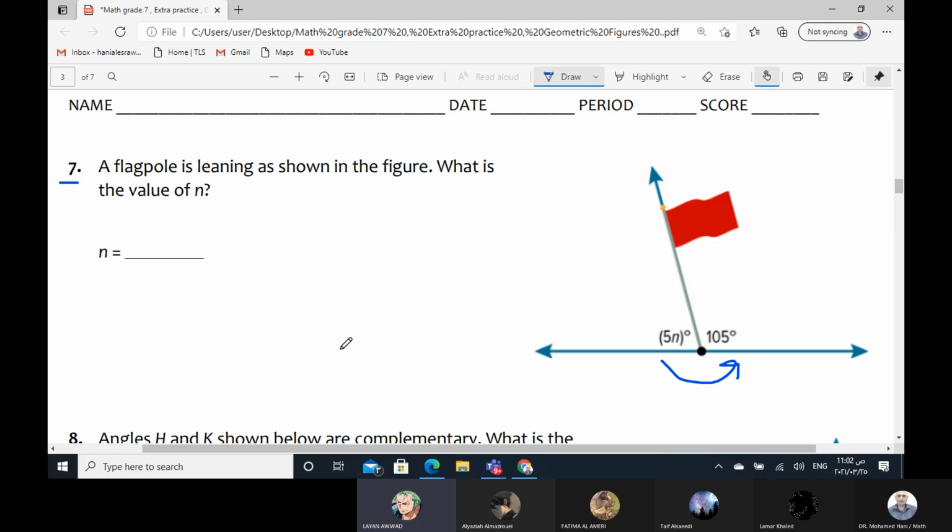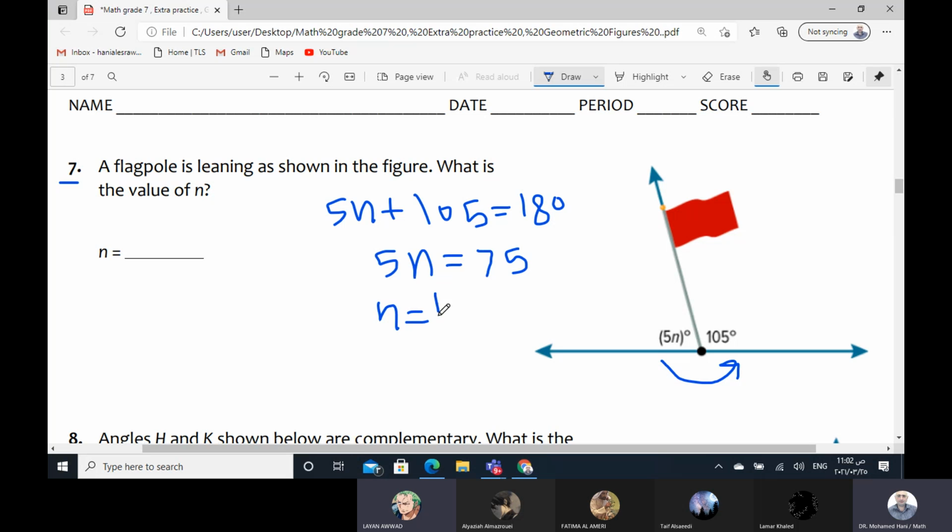n equals 15. Why? My equation was 5n plus 105 equals 180. First I subtract 105 from both sides: 105 minus 105 will be 0, and 180 minus 105 will be 75. Great. Then divided by 5 will be 15. Excellent.